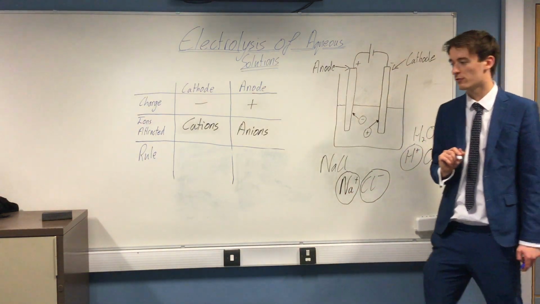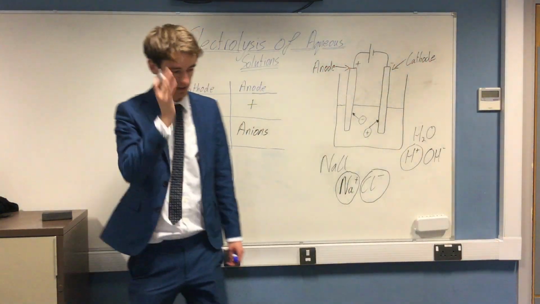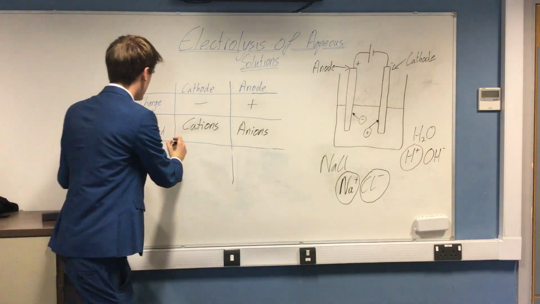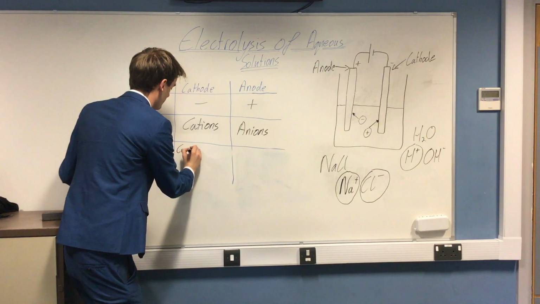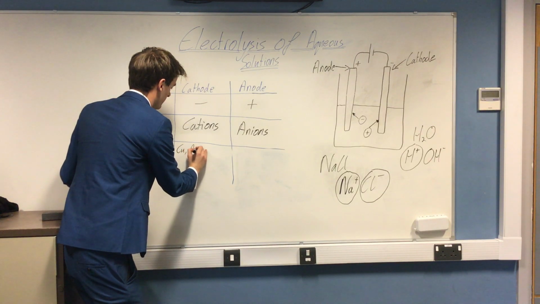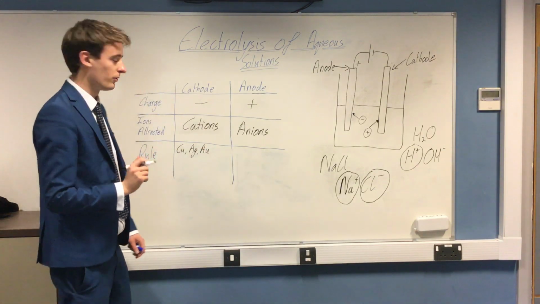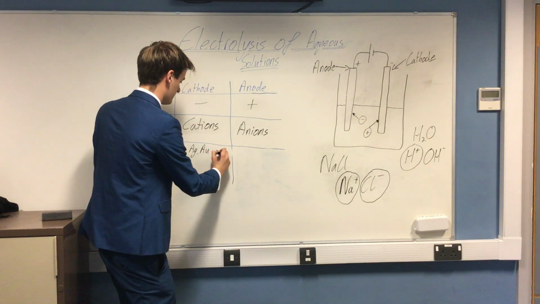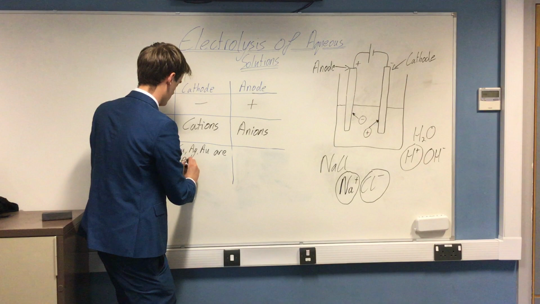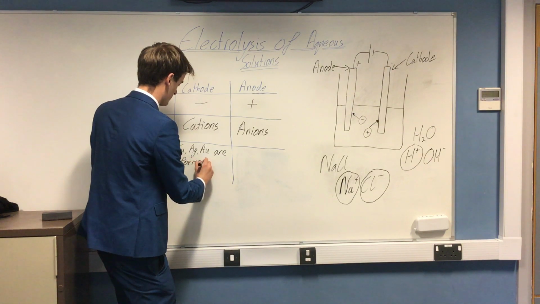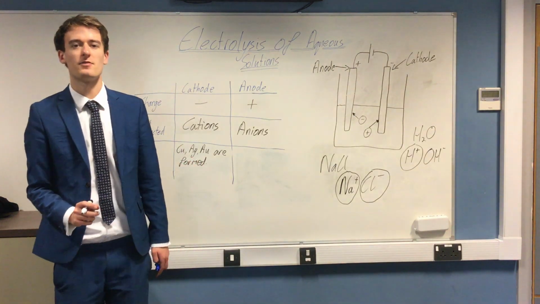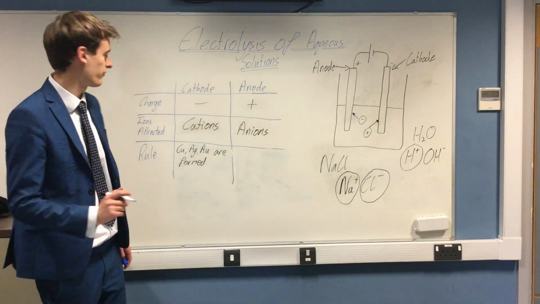However, there's a very simple rule to help you through this. That is, copper, silver, or gold are formed at the cathode. In the absence of any of those three metals, we form hydrogen.